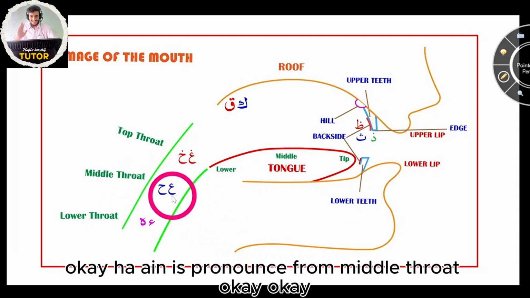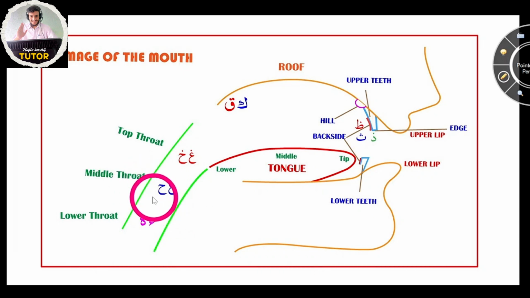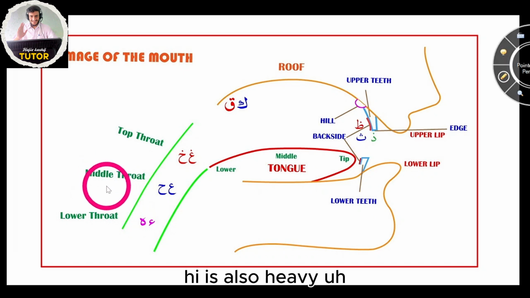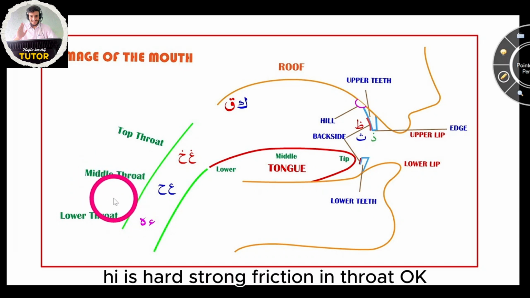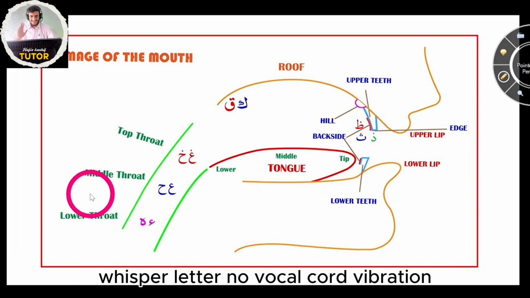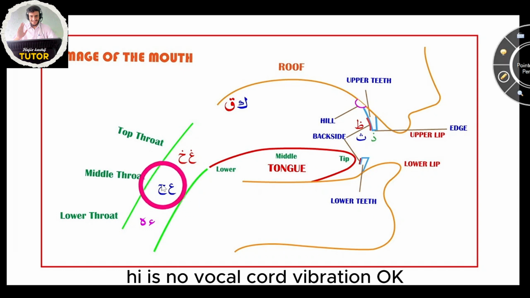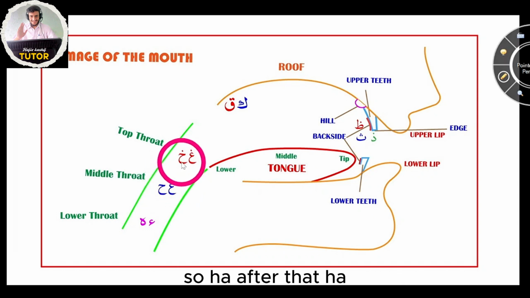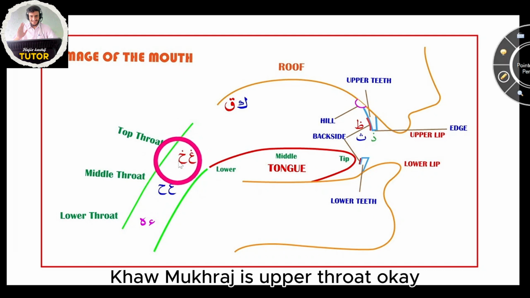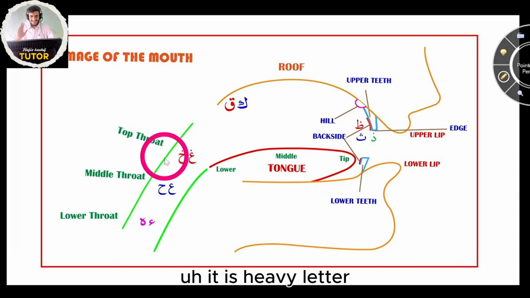Ha and ain are pronounced from the middle throat. Ha is always heavy, a hard letter with strong friction in the throat. It is a whisper letter, no vocal cord vibration. After that, the makhraj is the upper throat. It is a heavy letter.